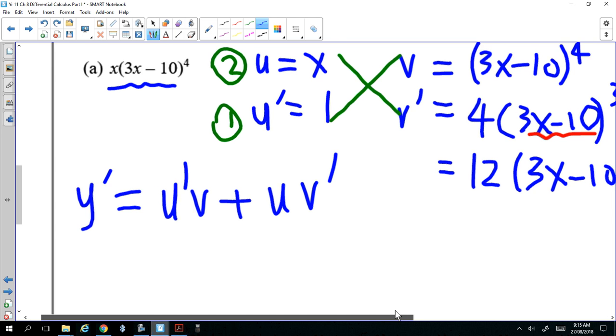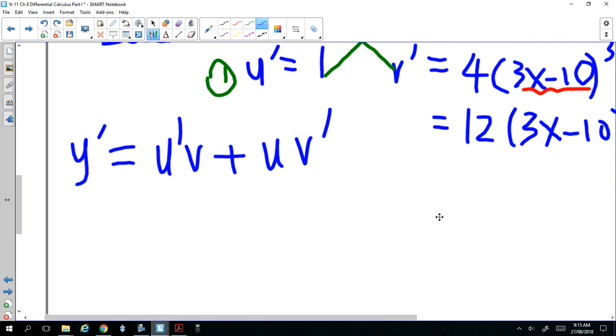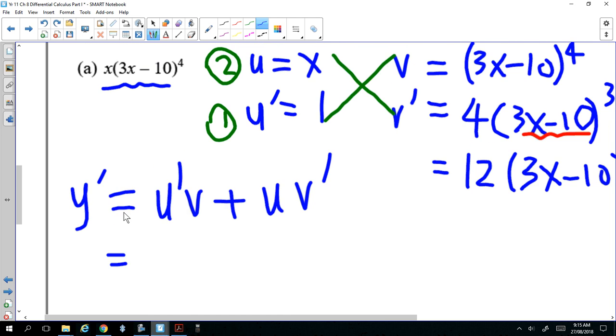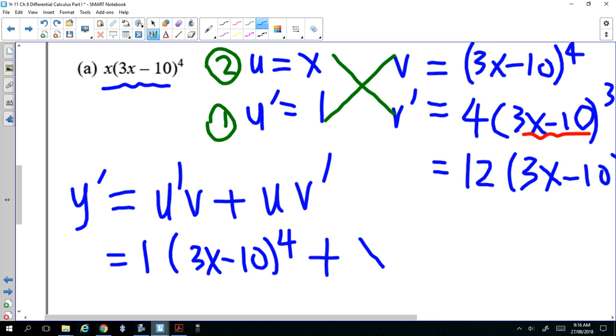Alright, so U dash V. So you go 1 multiplied by 3x minus 10 to the power of 4. And there's plenty of time during the lesson for you to do the exercise. We'll finish this, you can start the exercise. Let me see, what's the other one? UV dash, so write x, V dash, which is 12, 3x minus 10 to the power of 3. All got that?